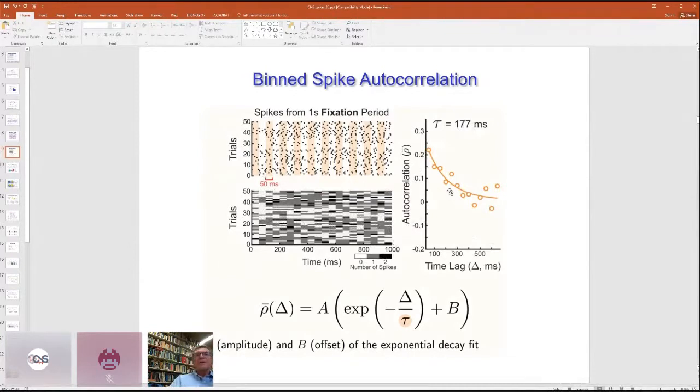You can see the time constant for the decay of an averaging autocorrelation over the entire 1 second range here. You can see that for spikes, it falls off after about 170 milliseconds with an exponential decay.